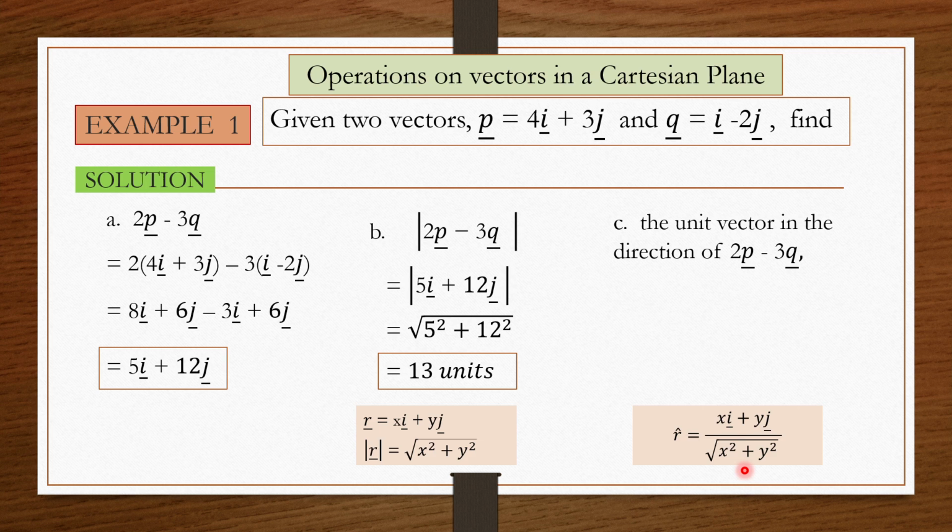Since we have found the vector 2p minus 3q as 5i plus 12j, you use that vector, then divide by the magnitude which we have found in section B, that is 13. So your unit vector, or the answer, will be 5i plus 12j over 13.